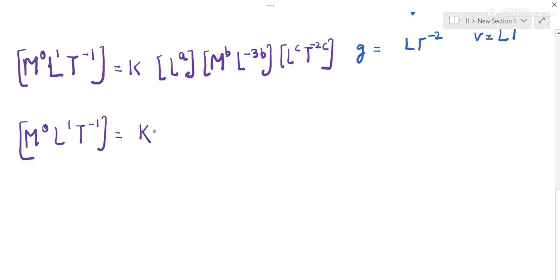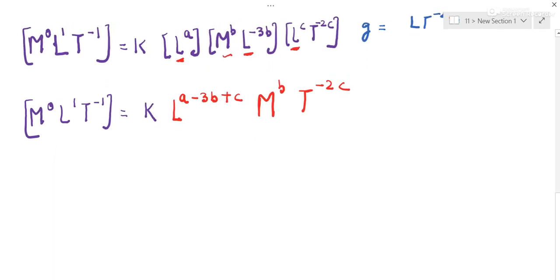K as it is. Let us add all terms of L. So this is L to the power A, this is L to the power minus 3B, this is L to the power C. So we'll add A minus 3B plus C, with sign you write down. Then let us write for M. M is only B, and then time is only minus 2C. When base is same, powers are added. Now we would equate the powers.